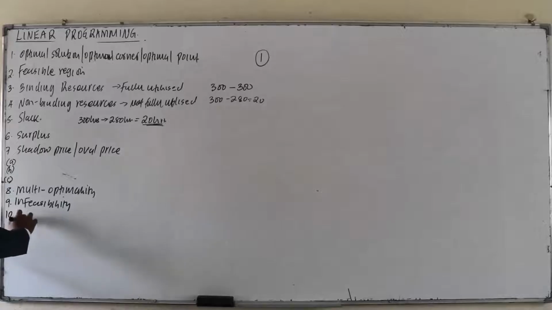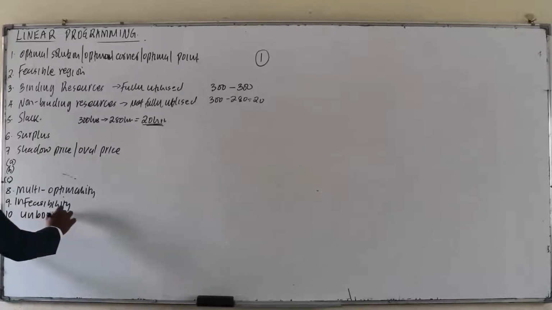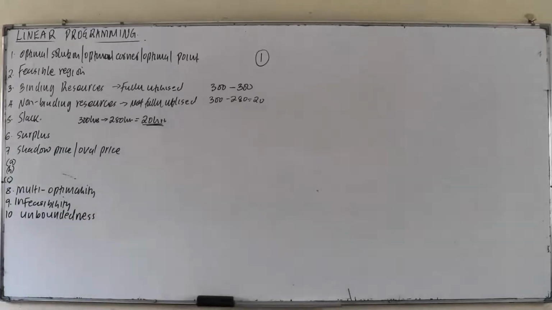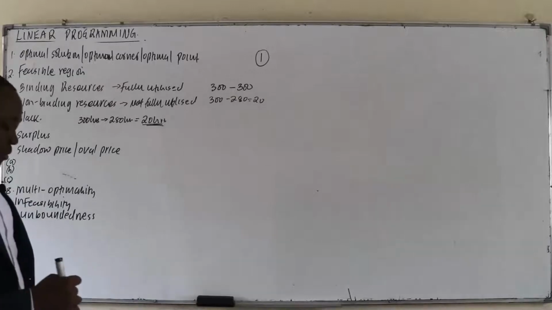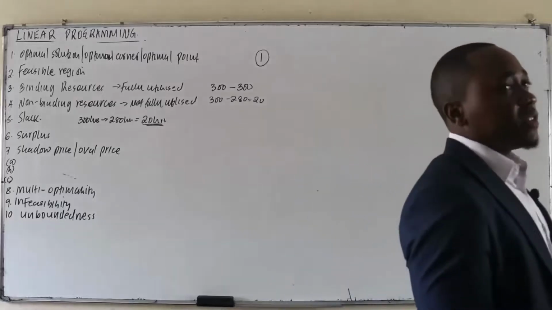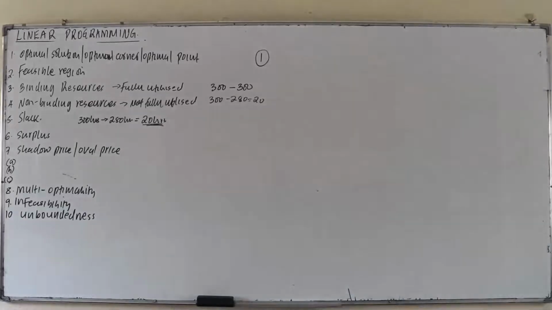Number 10, unboundedness. This is where the feasible region is not bounded from above.